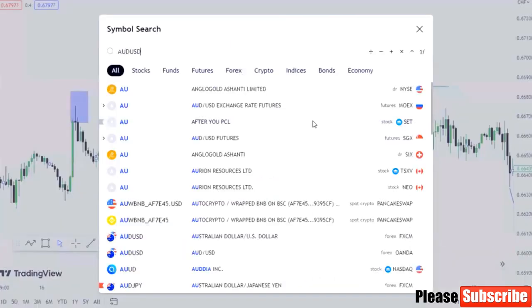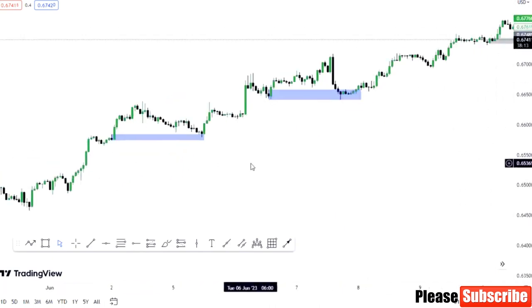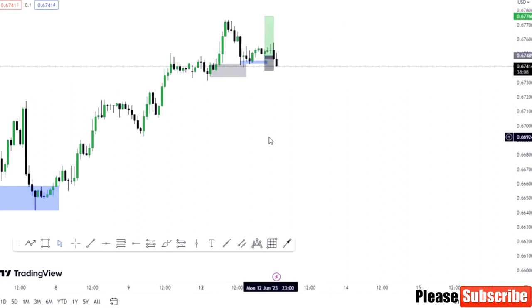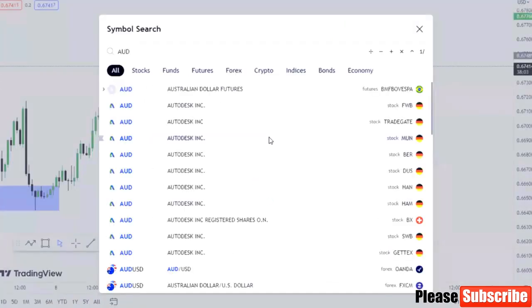So let's go AUD USD. I think there should be a fresh market waiting for us. Okay, we've used this zone. Let's go to AUD.